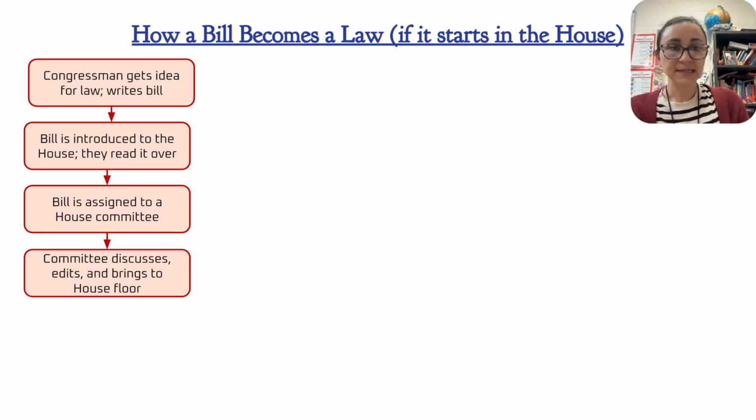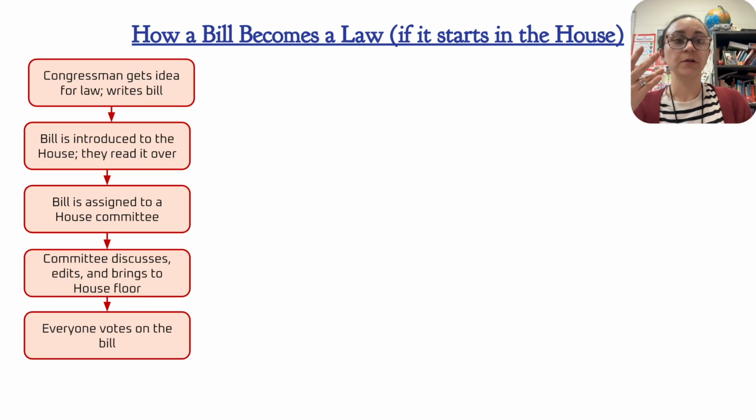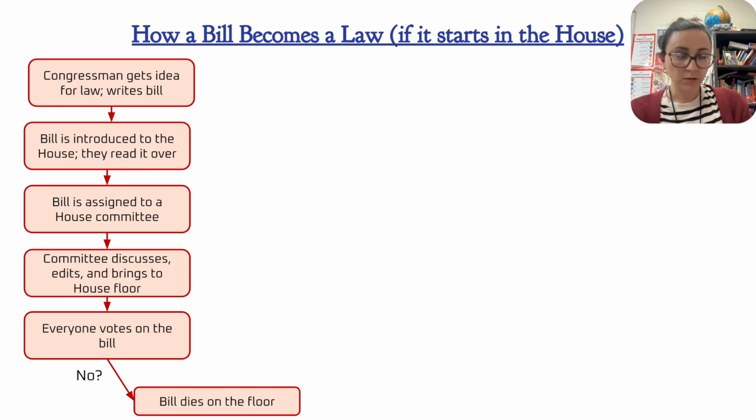Now, let's say it does make it to the House floor. Everyone in the House will then vote on the bill. If they vote no, the bill dies on the floor, okay? Which is literally what they call it. They call it dying on the floor of Congress.